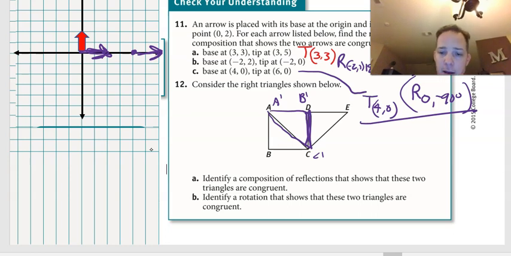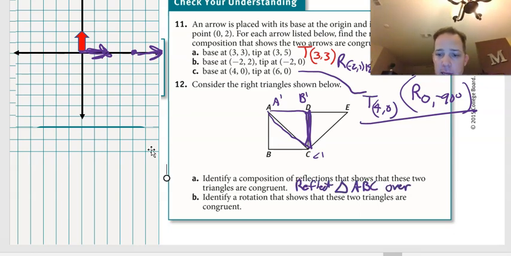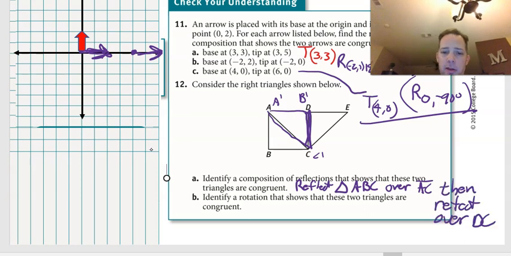First thing, reflect triangle ABC over the segment AC. And then over DC. So reflect there first to get the purple one. Once you have the purple triangle, then we reflect across DC. It ends up over there to map on top.